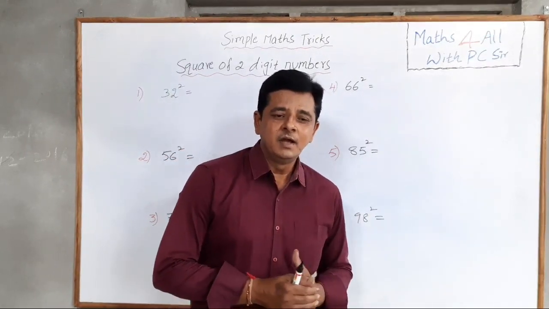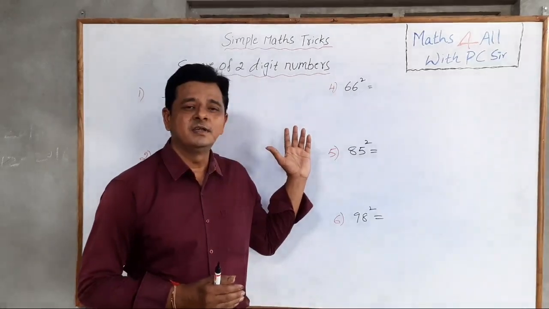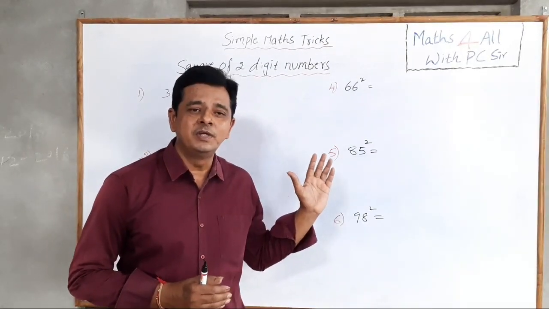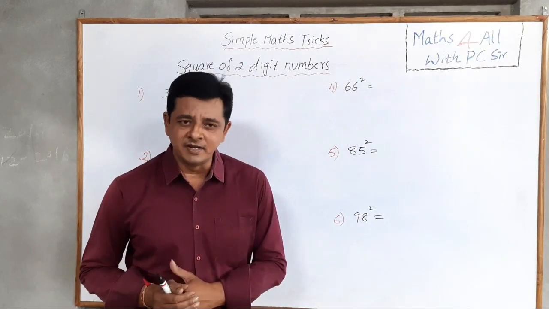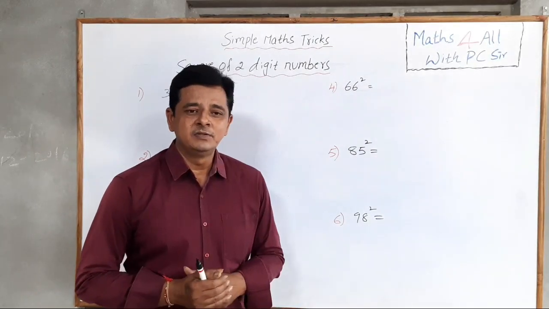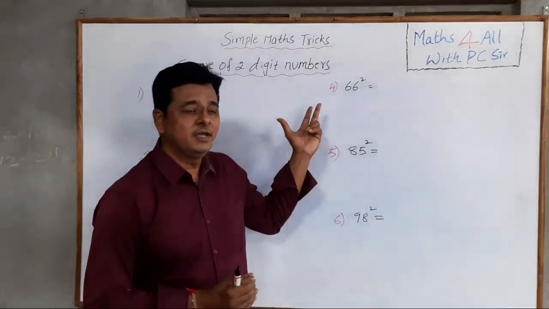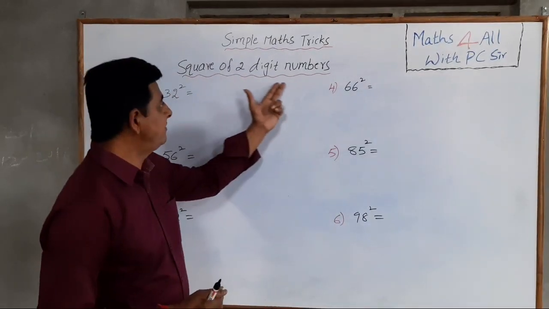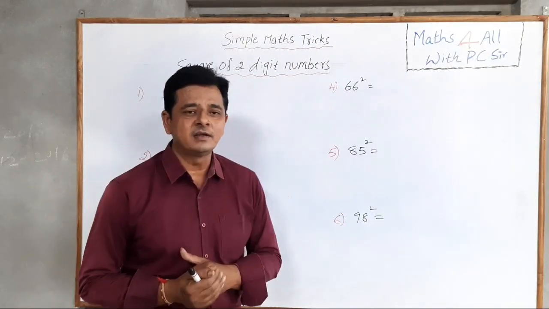So for that, I am today starting one math technique: how to find the square of a 2-digit number in a very simple way. Just within 5 to 10 seconds, we are going to find the square of 2-digit numbers. It is the first trick I am going to give on the board: square of 2-digit numbers in a very shortcut way.